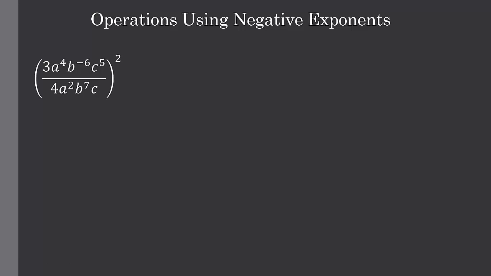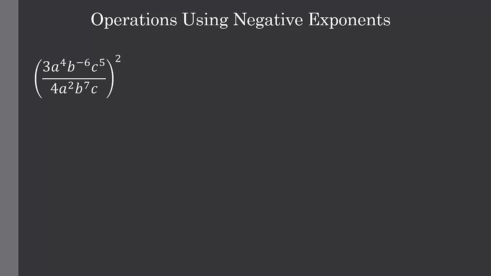In continuing with operations using the rules of exponents, now we're going to see negative exponents. So what do we do here? Well, there are many ways of simplifying this expression. For example, one can say that we can distribute the exponent of 2 right away, and then start combining by using the division rule and multiplication rule or product rule. But if we want to avoid negative exponents right from the beginning, we can do so.